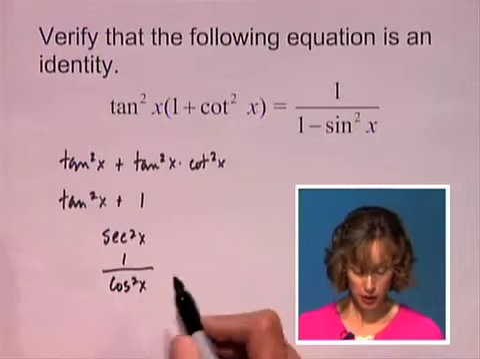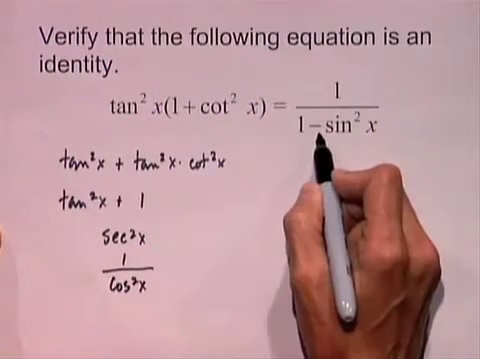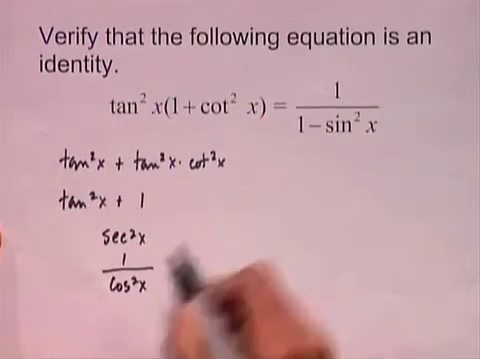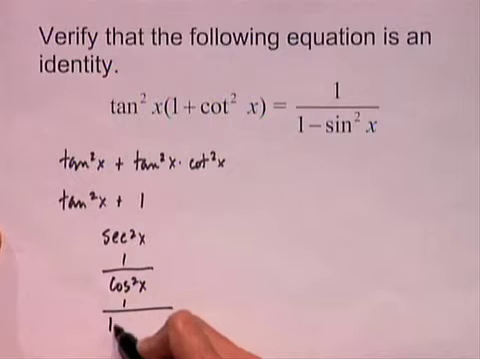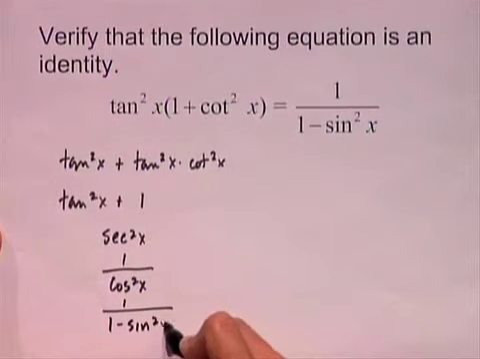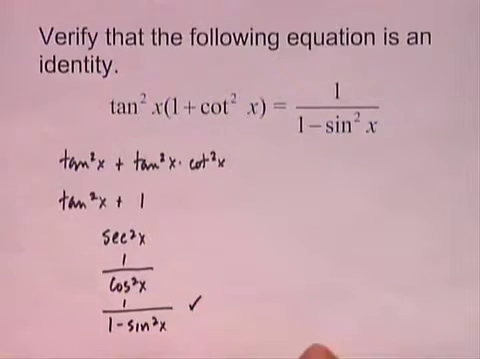And using another Pythagorean identity for cosine squared, and recalling that this is what I'm trying to end up with in verifying my identity, for cosine squared, I'm going to put 1 minus sine squared, and I verified the identity.